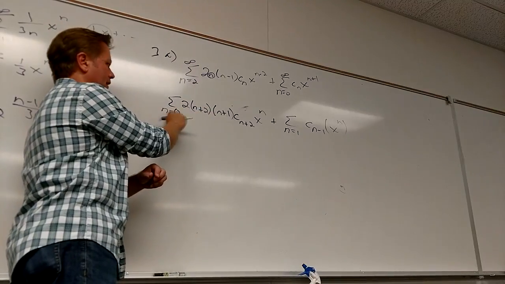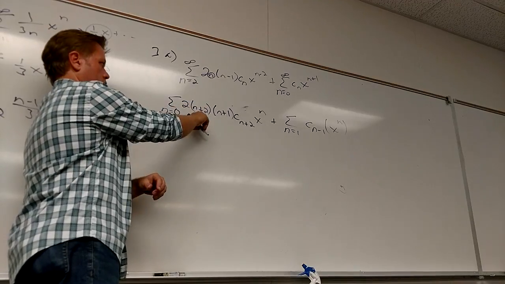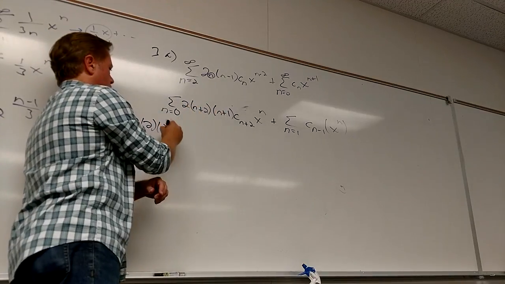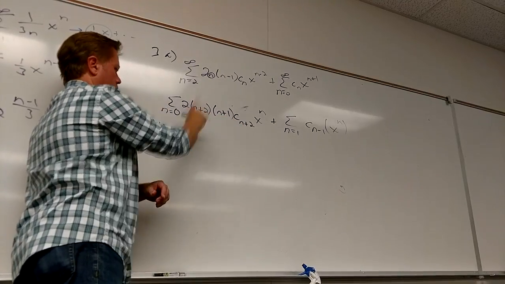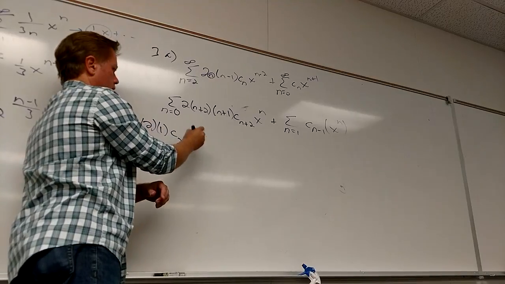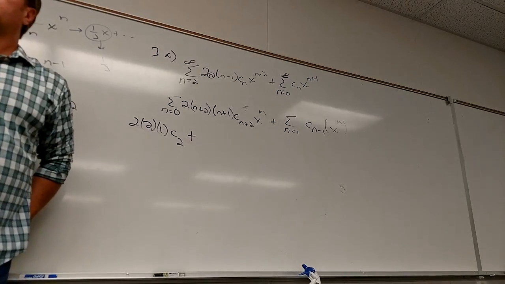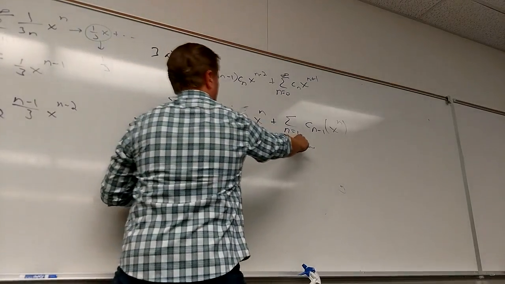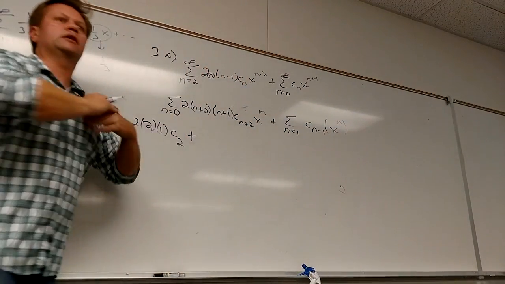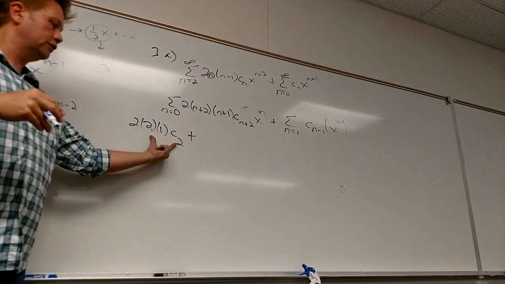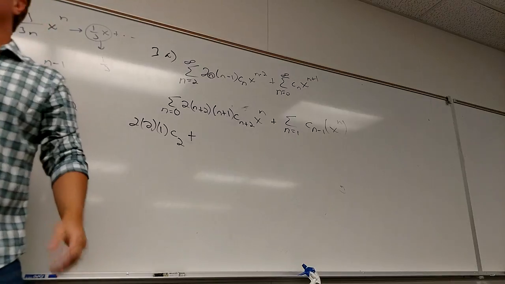So if n is 0, what does that term look like? 2 times 1 times c sub 2 x to the 0. Plus, now the next one would be the n equals 1 term. But I don't want to shuck any more off. If that was n equals 7, I'd have to do the 0, 1, 2, 3, 4, 5, 6, and then I can just say sum n equals 7. But here I just took the 0 off. Now it's going to start at 1, because I already did the 0.